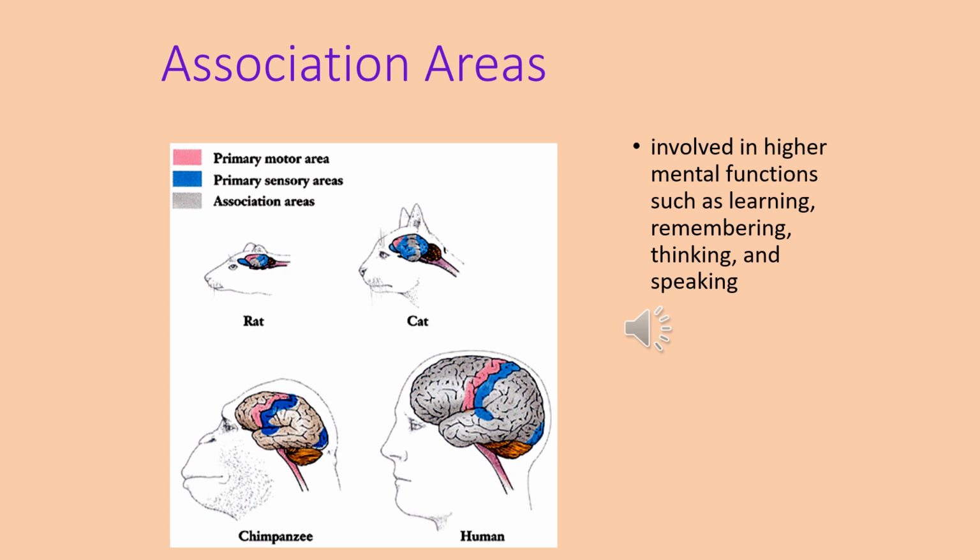This is involved in all of your higher mental functionings, as we said, such as learning, memory, thinking, communicating, making judgment, planning. The more association areas in the brain, the smarter the species. After all, if you look at a rat's brain or a cat's brain, their association areas aren't very large. They don't have to plan where they're going to go on vacation.